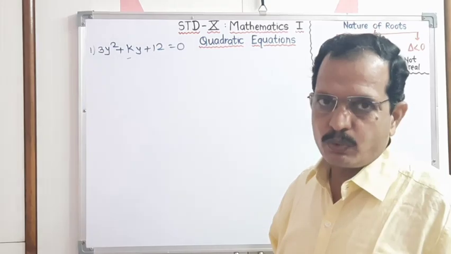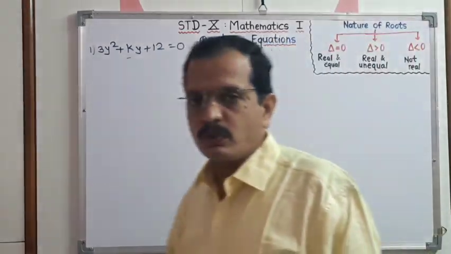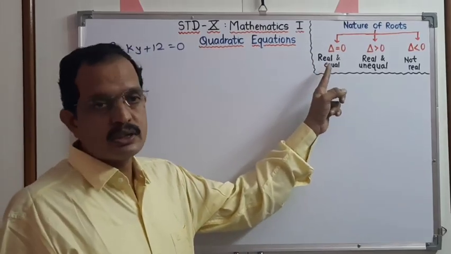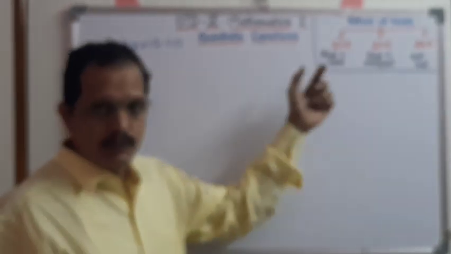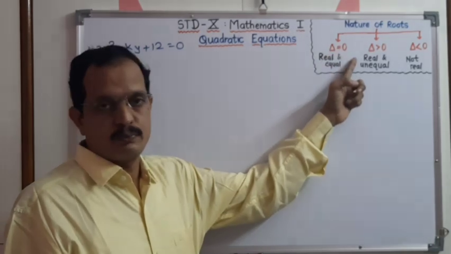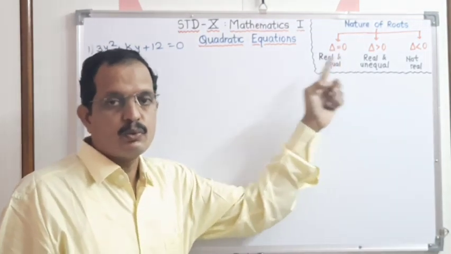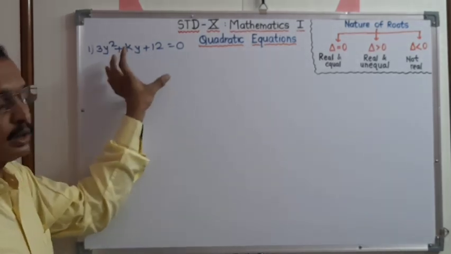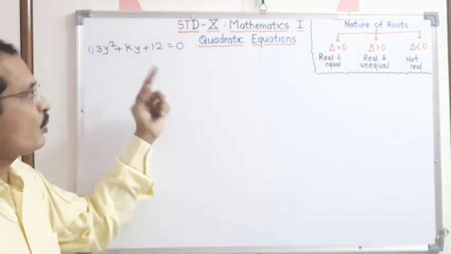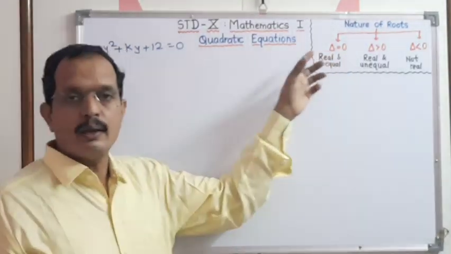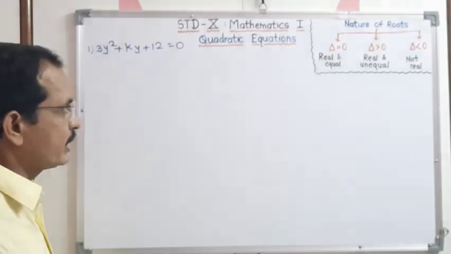Now for that purpose, what do we have to do? First of all, see, the condition is given that the roots are real and equal. By using this condition, we have to find out this k. We know that if the roots are real and equal, then delta must be 0. By using this, we have to find out the value of k. Therefore, first of all, we have to find out the delta in the form of k. But that delta is equal to 0. And by solving that, we will get the value of k.